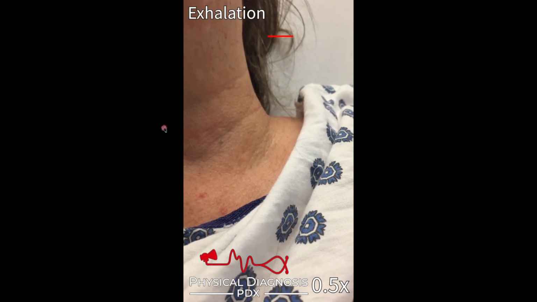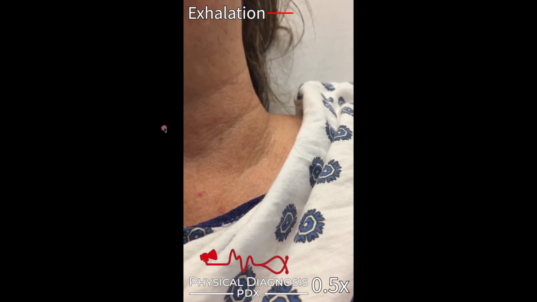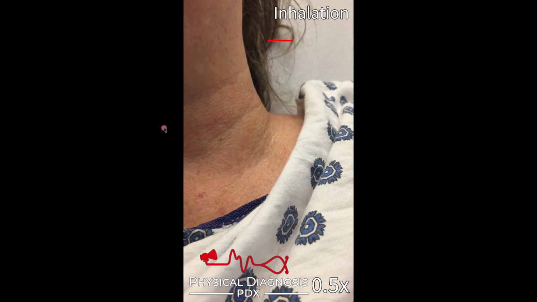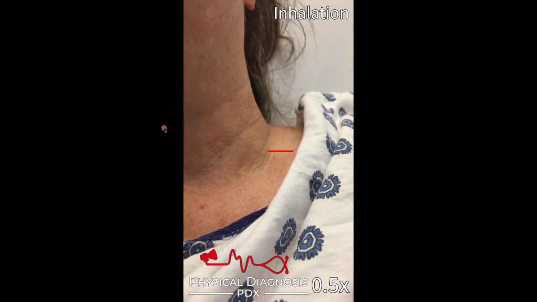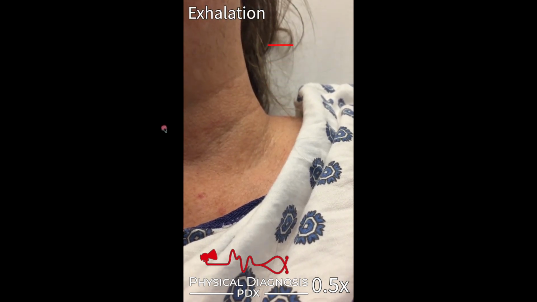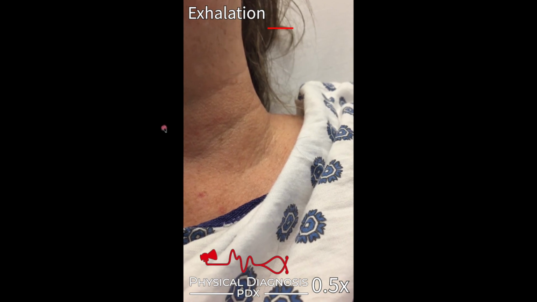This is marked. Anybody know what condition is associated with marked respiratory variation in the JVP, where you get a pseudo elevation during expiration or exhalation? Anybody know what condition?